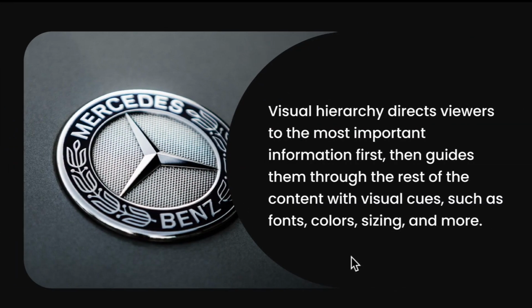Visual hierarchy directs viewers to the most important information first, then guides them through the rest of the content with visual cues, such as fonts, colors, sizing, and more. You want your company name to be larger and bolder than your slogan to create visual hierarchy. Let's take a look at this Mercedes logo. You can definitely see the name of the company, but they're also using a very iconic symbol that is basically taking up the majority of the real estate in their logo. And that's fine if you have something that's so iconic. Over time you may, but maybe not just yet.